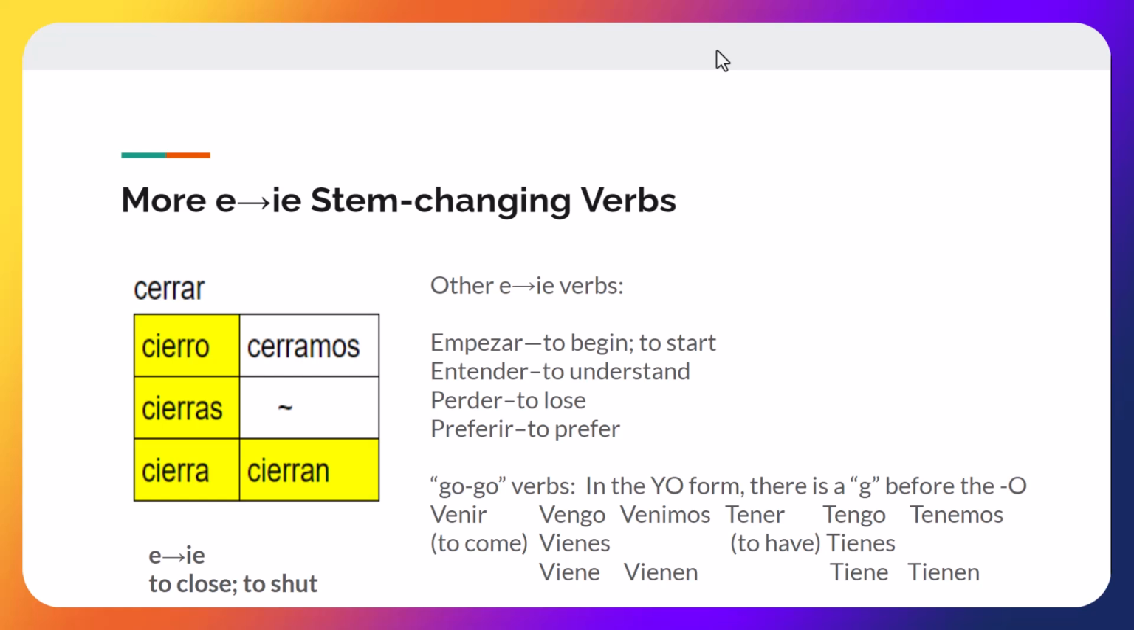Now, a few other E to IE stem changing verbs. Remember what I told you. If there are two E's in the stem, change the second one. Here are just a few others that we need to learn. Empezar means to begin or to start. I'll conjugate the verb, then I'll leave a space for you to practice as well.